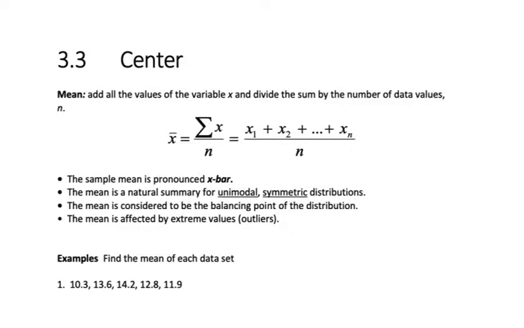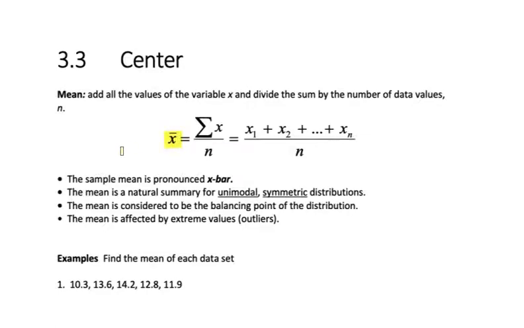In this video for section 3.3, we're going to look at the center of a distribution or a data set. One way to calculate the center of a distribution is to calculate the mean. To find the mean, you add all the values of the variable and divide by the number of values that you have. We have this symbol here. This is called x bar.